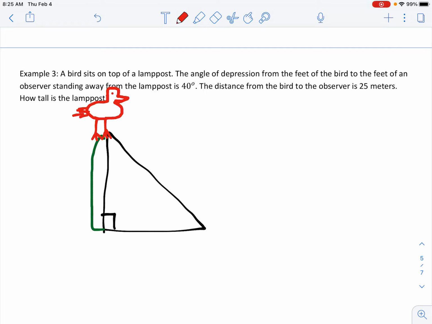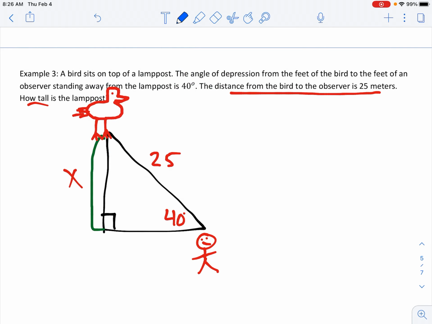It tells us that there's an observer standing away from the lamppost, so we've got a person down here watching the birdie. All right, let's label our picture. The angle of depression is 40, and remember that angle technically falls out here, which isn't in the triangle. So remember, angle of elevation or angle of depression, we're always going to put that angle down in the bottom corner. The distance from the bird to the observer, so from bird to the person, is 25 meters. How tall is the lamppost? So I'm going to put an X there.